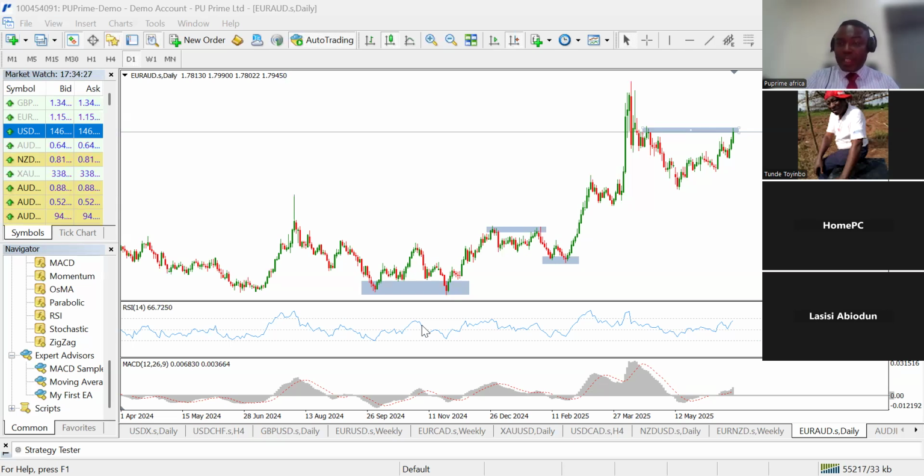And if it had worked well, then you proceed to the next stage, which is demo trading. I just explained demo trading as you practicing with a demo account. And if things still work well with the strategy, then you can proceed to the third stage, which is live trading. And for you to trade live, you need to have a live trading account with PU Prime.